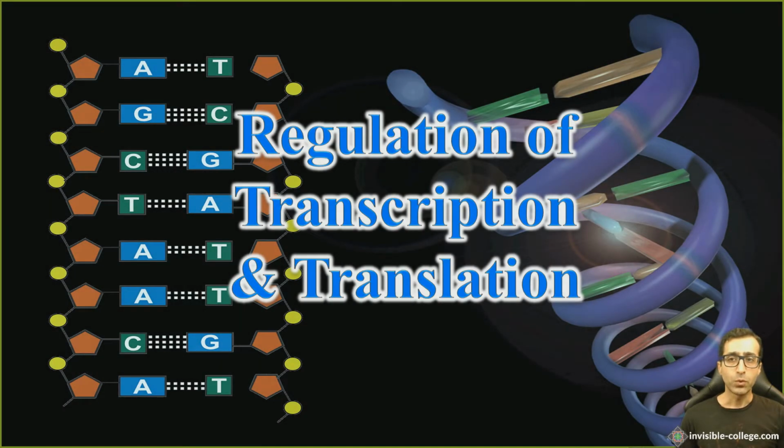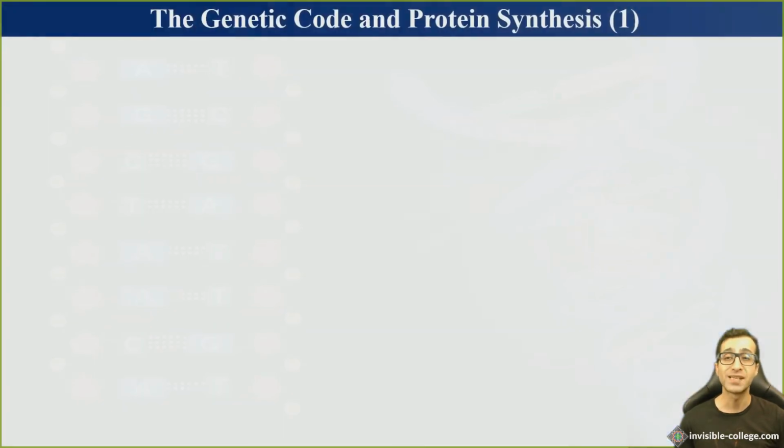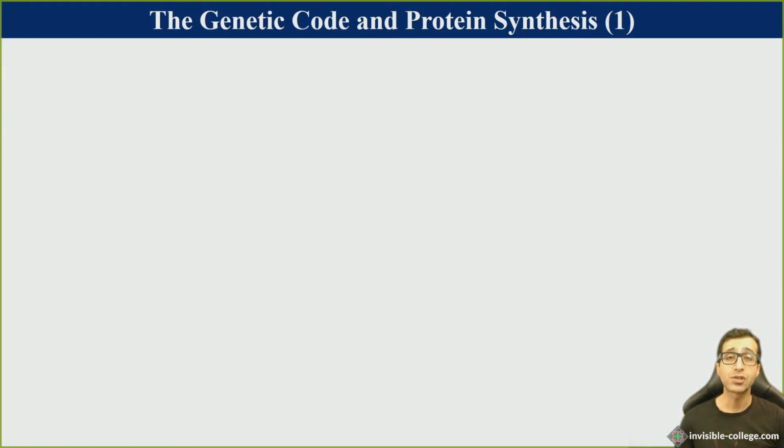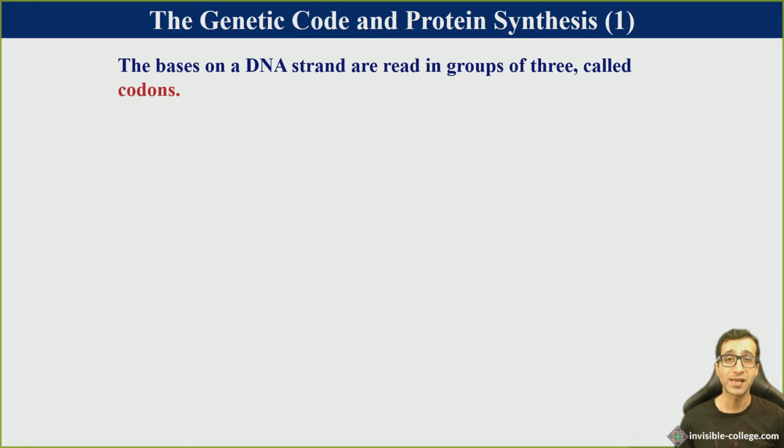Before we get into the regulation of transcription and translation, we need to quickly reiterate a couple of key ideas about the genetic code and protein synthesis. The bases on a DNA strand are read in groups of 3, which are referred to as codons. Again, we covered the idea of DNA structure and also the genetic code in a previous webinar on the subject of genetics and inheritance, but we also referred to it in the previous webinar on the subject of biological molecules. So if you wish to get into that in a bit more detail, have a look at those webinars and also the course modules associated with those subjects on my website as well.